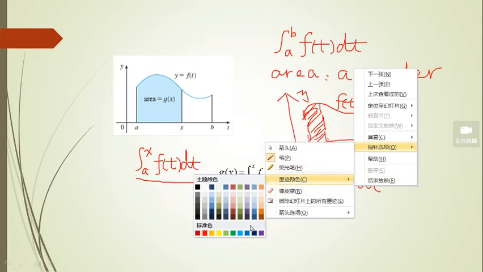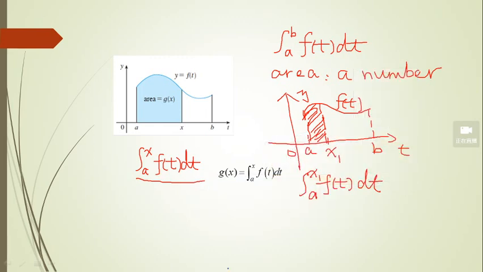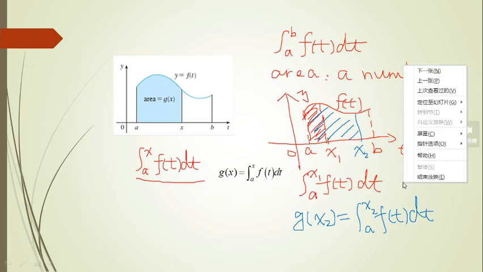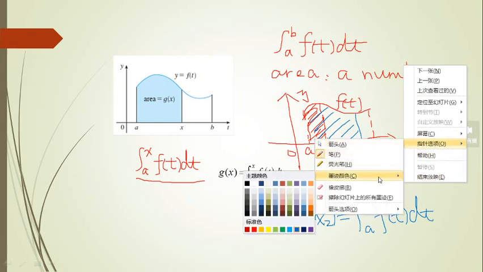Let me just use a different color, okay? Then you can have your x2 here, right? So your g(x2) represents the area from a to x2 of f(t) dt, the shaded blue part. And a to x1 is the shaded red part.